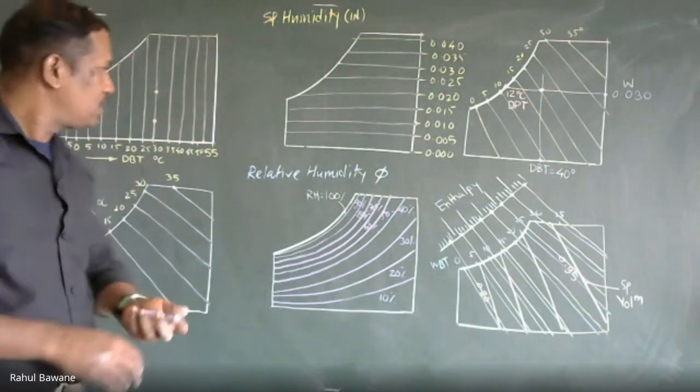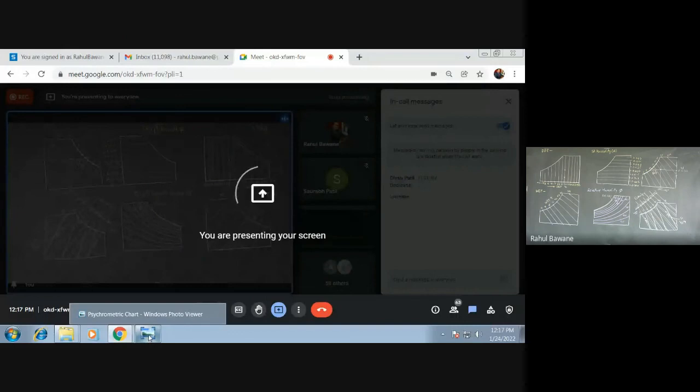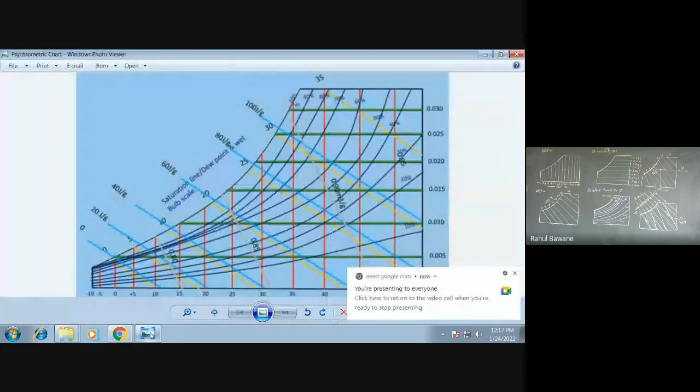So today's concepts are all over. Now in the last we simply observe how it looks when all lines are drawn as a psychrometric chart. So I am sharing a simple line-drawn diagram. So this is what a psychrometric chart looks like.